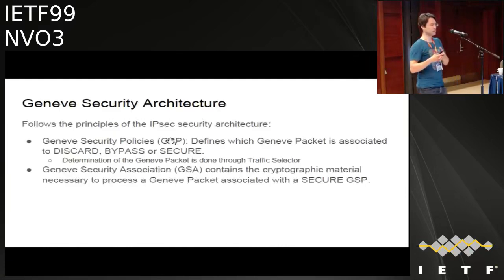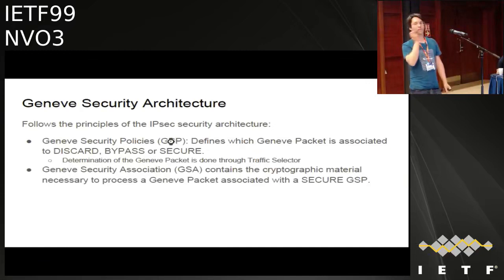So the policies are, when you have received a clear text Geneva packet, you need to know if you have to discard it, to bypass it, which means not protect it, or to protect it. When you have to protect it, you need to have some security material ready. That's what we call the security association. So the policies say, do you have to secure it? How to secure it? That's a security association.